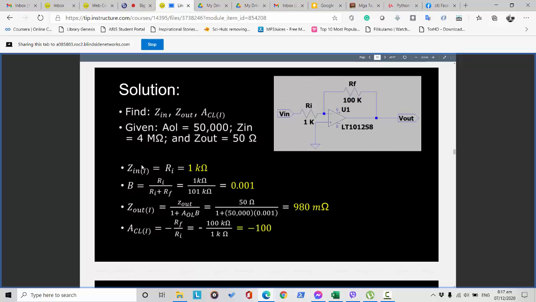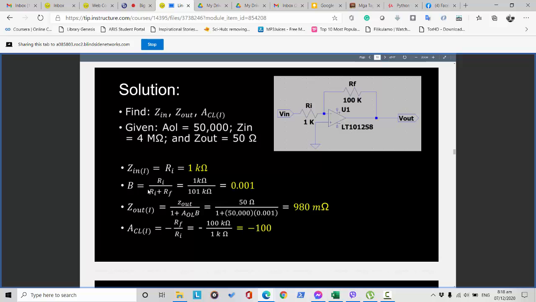So to compute for the input impedance, whatever it is, the initial resistor will be our input impedance for inverting amplifiers, because we have already discussed a while ago that this is similar to a voltage follower, wherein the voltage gain is equal to 1.